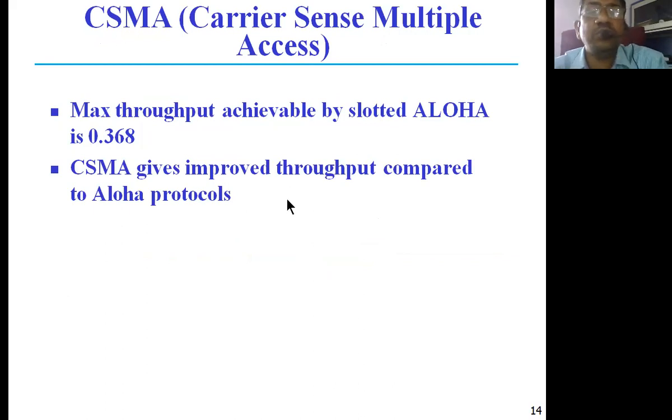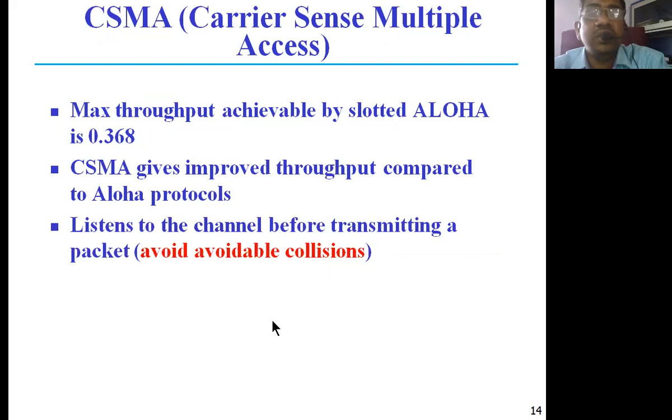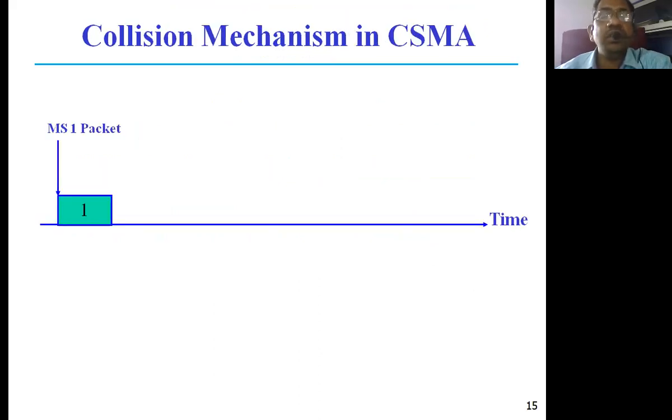So CSMA gives improved throughput compared to the Aloha protocols. The advantage is that it listens to the channel before transmitting the packet. It has to listen to the channel before it transmits any packet, which avoids unavoidable collisions. The only thing is the waiting time is going to be more. When you add up all the waiting time periods of all the mobile stations, the time used to complete the entire transactions in the network coverage area is going to be a bit less than with the Aloha protocol, but collisions are not going to take place.